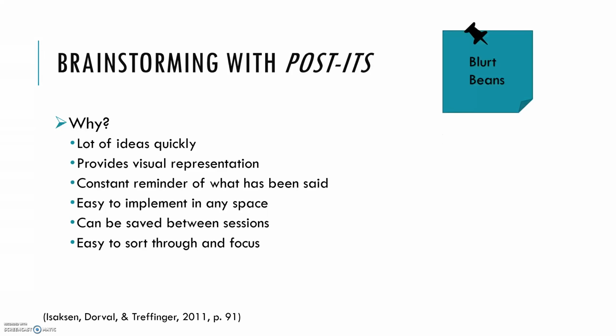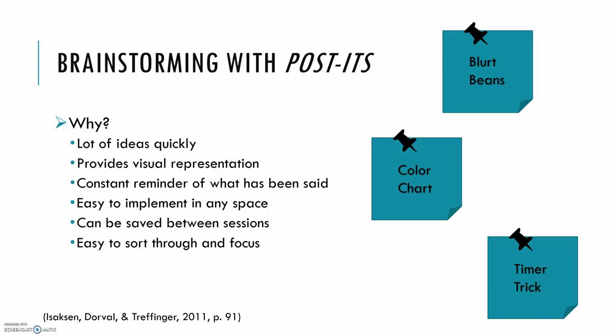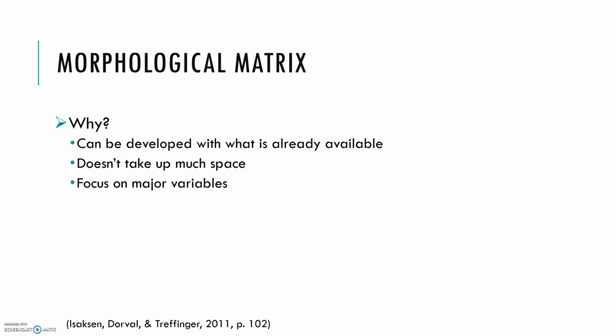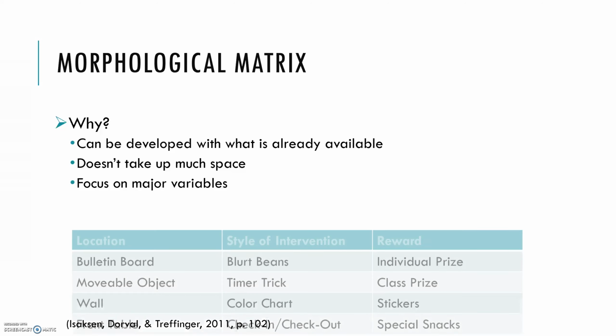So some examples of things that we could write on brainstorming: blurt beans, maybe using a color chart, or maybe a timer trick. The morphological matrix, this one is a really good one because we have a lot of resources already here at the FRC, and so through this we can develop a solution based on what is already available. This again does not take up a lot of space. We could write it on a whiteboard or on a piece of paper, but it also focuses on the things that we think are the most important, the major variables in solving our problem.